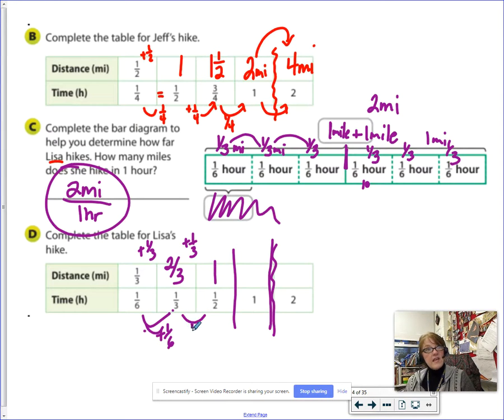Adding that next 10 minutes gives us a half hour. 1 mile in a half hour means 2 miles in 1 hour, because I just double this, double this. How far would she go in 2 hours? Double it again. Double the time, assuming she's keeping a constant rate or speed, times 2 here, times 2 there, gives me 4. Alrighty.